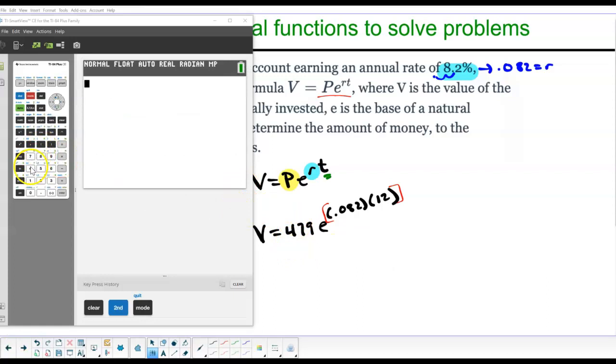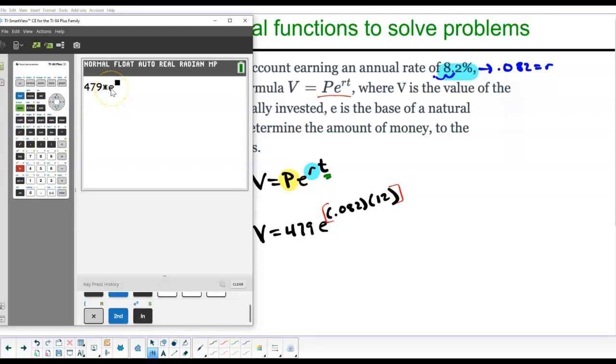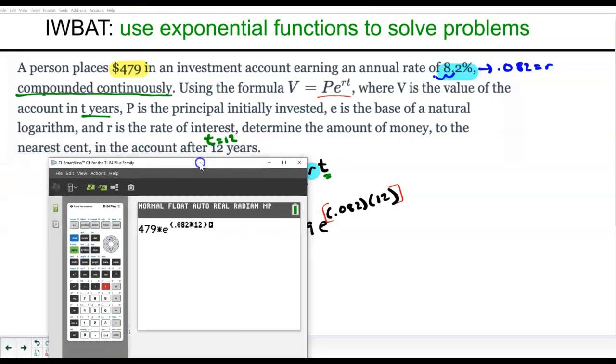All right, so we have our initial amount, and then I have to multiply that by the base e. It's really hard to see, but that blue e to the x, I'm going to go second ln, and that will activate base e. And then I recommend putting parentheses around this, but we have 0.082 times the 12, because that was the amount of, I think it was years. T was 12 years.